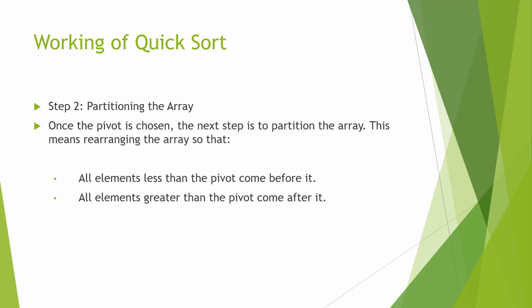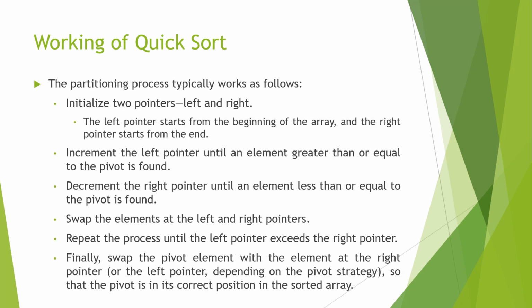We have to rearrange the array so that the elements in the left array are lesser than the pivot and the elements in the right array are greater than the pivot. So we have to generate it like that. Then the partitioning procedure works like this.